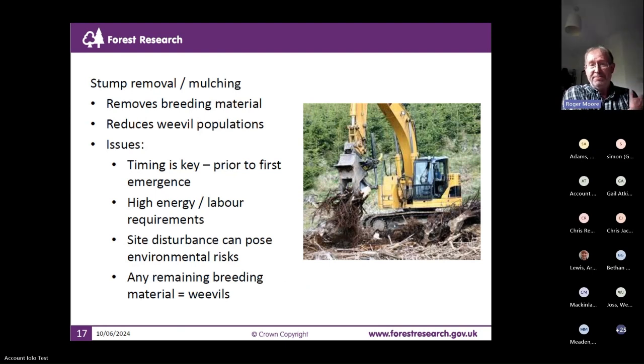Stump removal, that's always a possibility, as is mulching. It essentially is removing the breeding material, the stumps, from site. It will reduce weevil populations, but it has to be done at the right time and prior to first emergence. The issues with that are higher energy and labour requirements, site disturbance, and obviously environmental risks. I'm sure Robert may have something to say about that as well. Any remaining breeding materials, such as the roots that are broken off, are still breeding material for Hylobius. So it won't totally eradicate the problem, and it's not something we'd strongly recommend at all. Next slide, please.